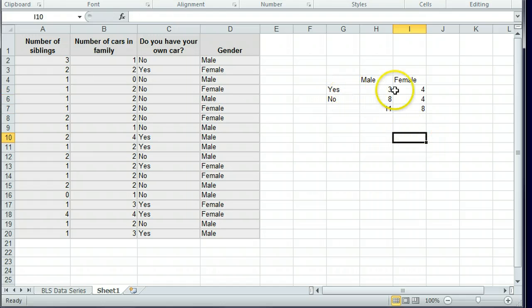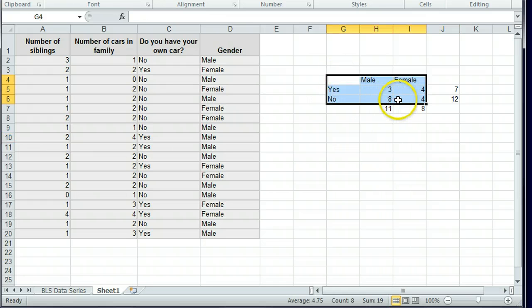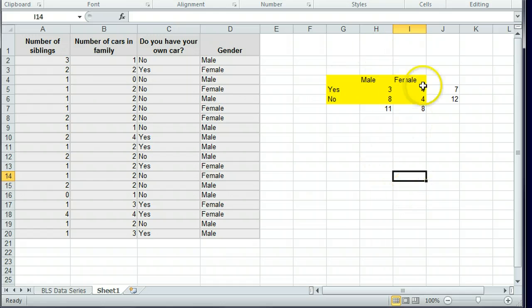And if I want to know how many people own a car, I could add across this way. So 3 plus 4 is 7 people own a car. And 8 plus 4 is 12 people do not own a car. So this table right here, and in particular this part, is going to be something that you could count up yourself, or you might be given, and you could directly enter that into StatKey.